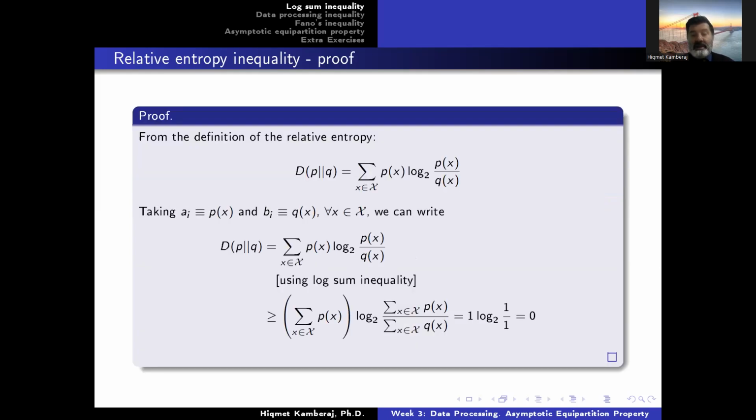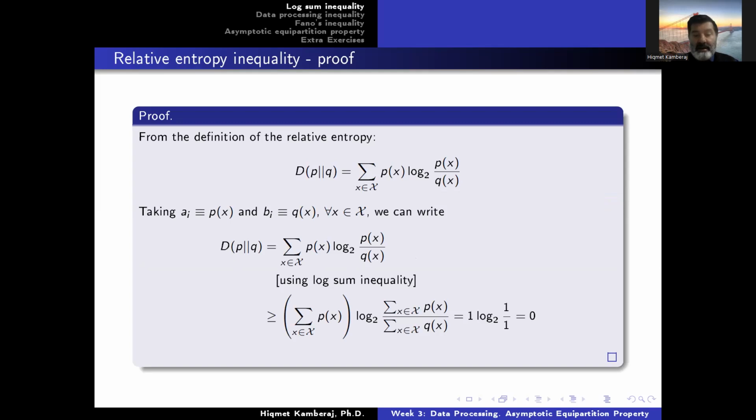From the definition of the relative entropy, which we gave also last week, the relative entropy is equal to the sum over all x from chi of p of x log base 2 of the ratio p of x over q of x. Now, if we take ai equal to p of x and bi equal to q of x, for every x from the alphabet chi, we can write that D is equal to the sum over all x from chi of p of x log base 2 of p of x over q of x.